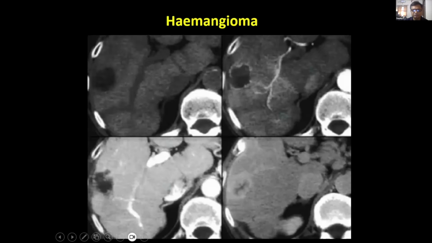As you see here, the hypodense lesion shows peripheral nodular enhancement and centripetal filling in of contrast. In the delayed phases, it's filled almost completely except the center of the lesion here. If you take more delayed films, probably you'll see the entire lesion showing uptake of the contrast.